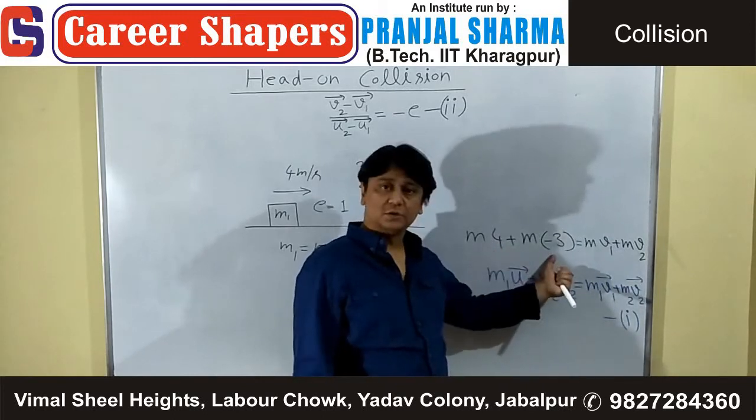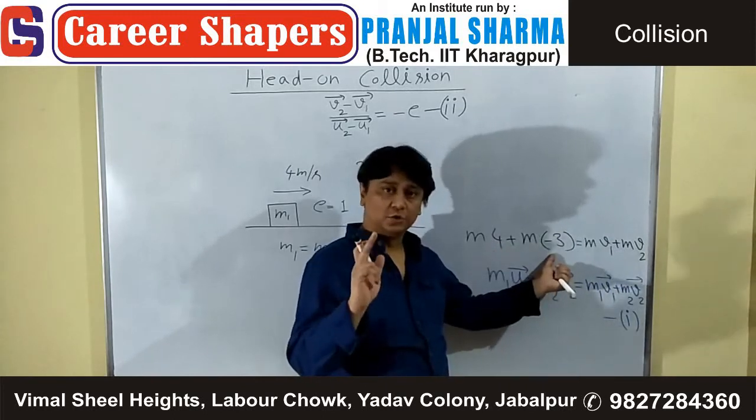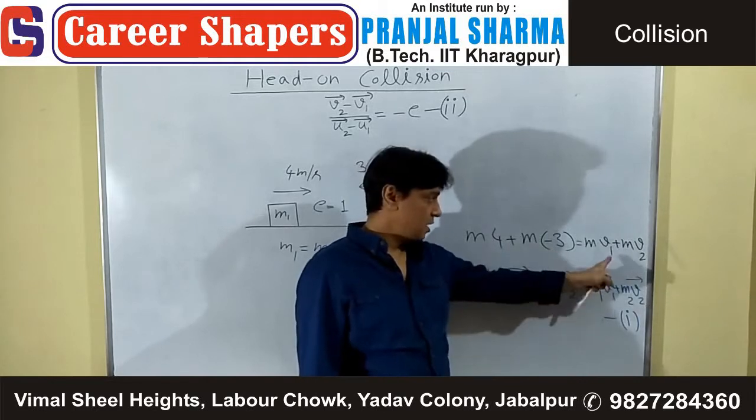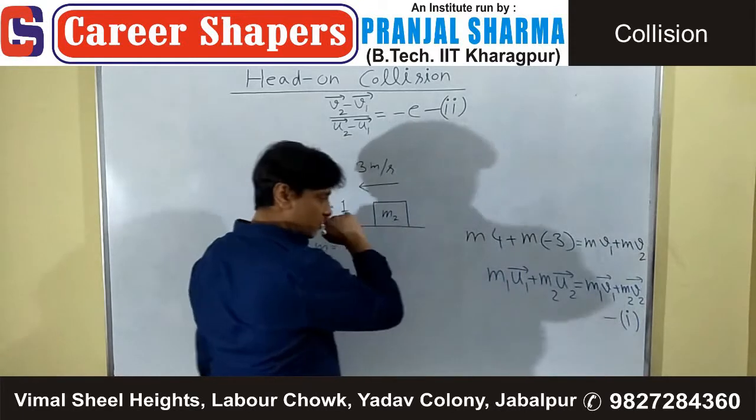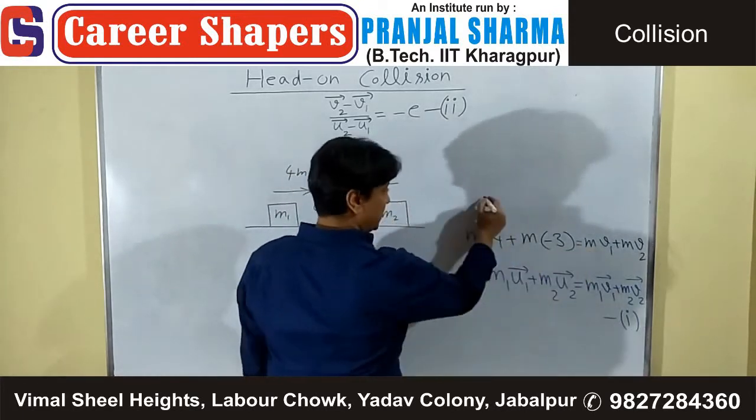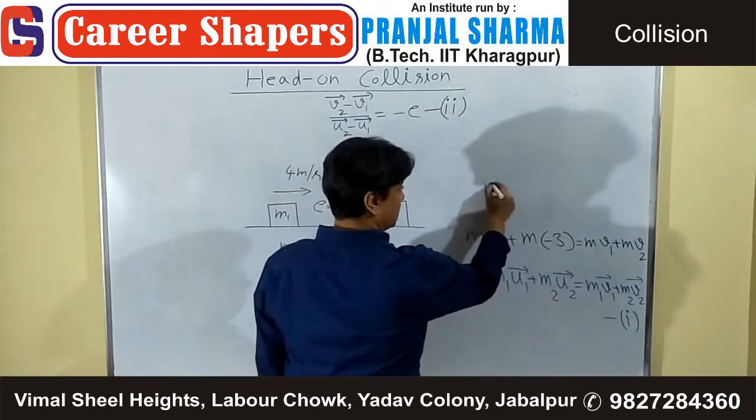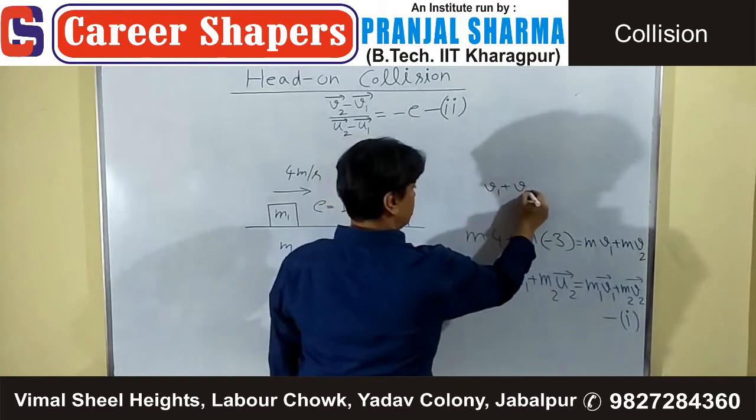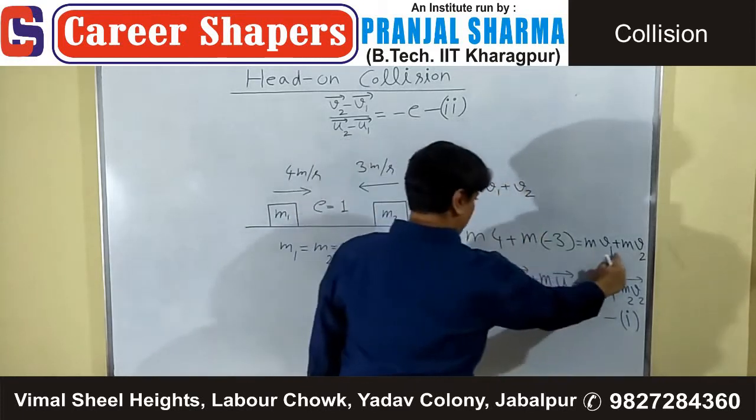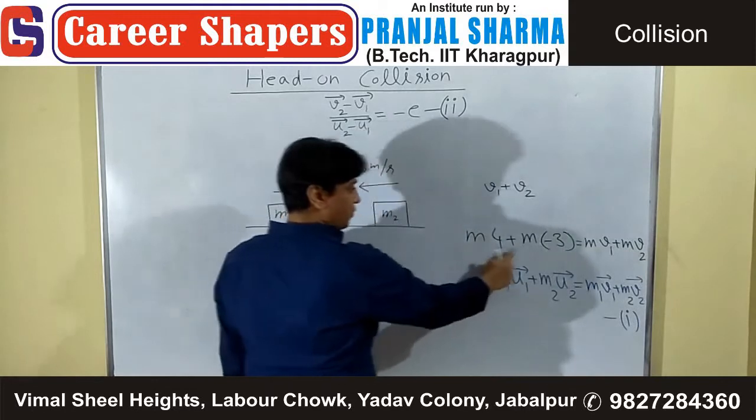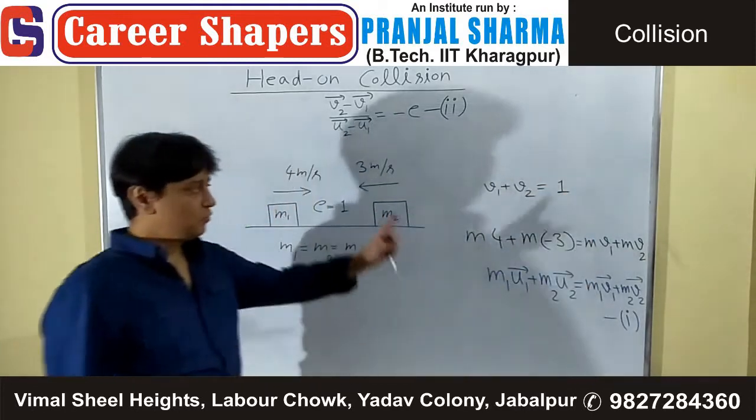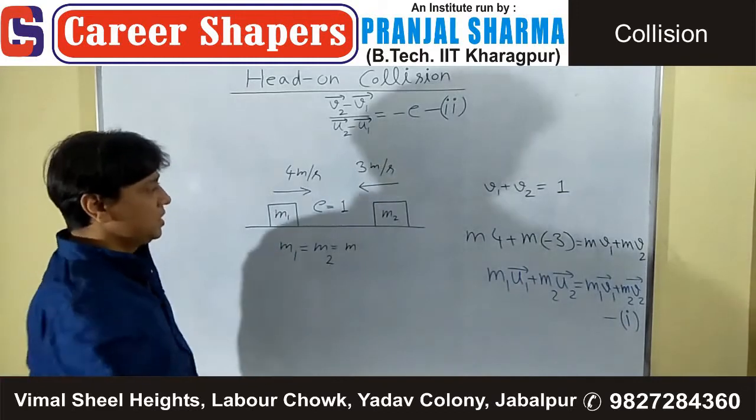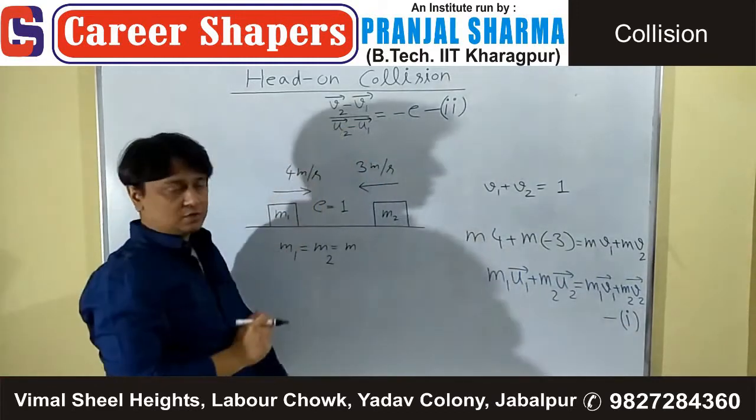Known quantities, use them with proper sign. Unknown quantities, use them without any sign. Now in this equation M cancels. You can see that this gives us V1 plus V2 equals 4 minus 3, which is coming 1. 4 minus 3 is what? 1. Now let's use the second equation.